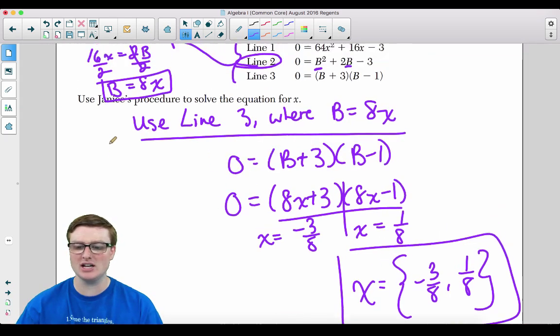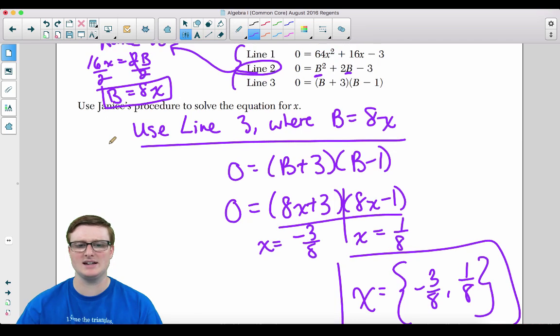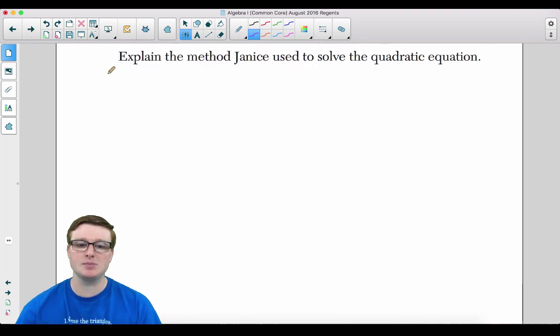It was definitely a strange question in the way that Janice did it. I don't know why she wants to overcomplicate things. But then, of course, they want to overcomplicate the Regents. Explain the method Janice used to solve the quadratic equation. Okay, so we need to explain basically what she did.